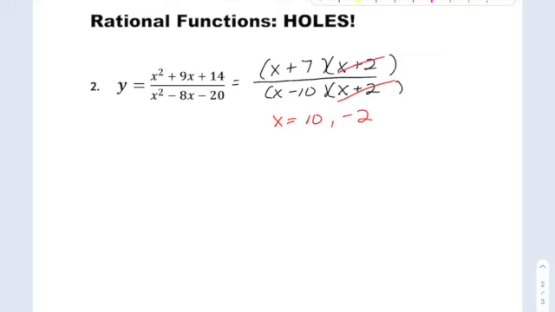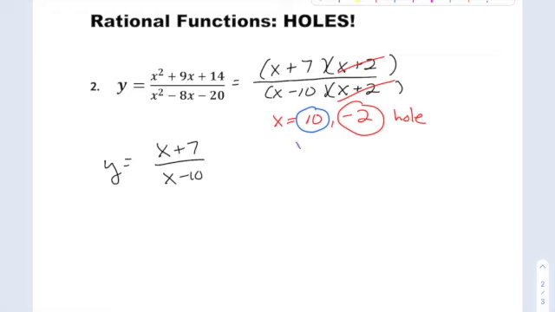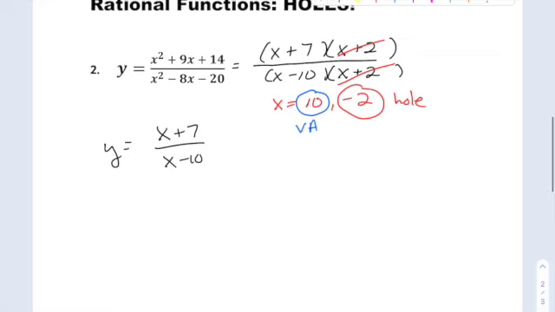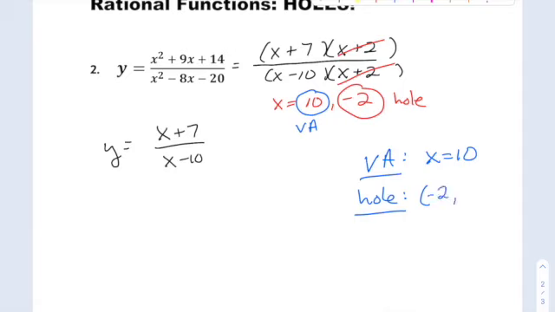Now you can see, are either of those or both of those going to cancel? The x plus 2 is going to cancel. That means this one is going to be a hole. The thing that's still making it undefined, which is the 10 in this case, is going to be a vertical asymptote. So the vertical asymptote is x equals 10. The hole is going to be at negative 2, comma, what?